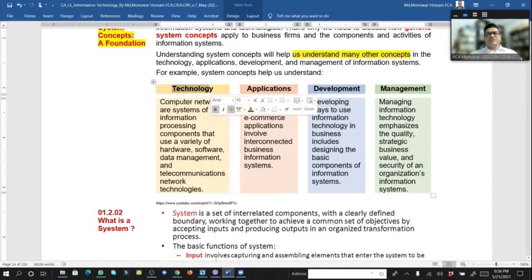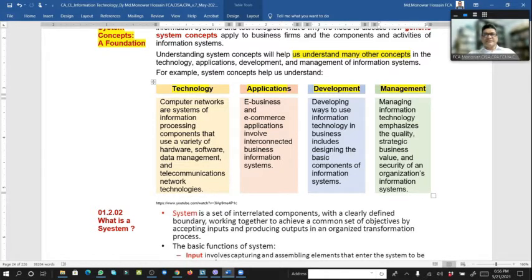A system concept helps us understand: number one, technology. Then we will understand applications and development. Finally, management. So, what is technology? Under that concept, technology means computer networks are systems of information processing components that use a variety of hardware, software, data management, and telecommunication network technology. All these things we should understand within these topics.